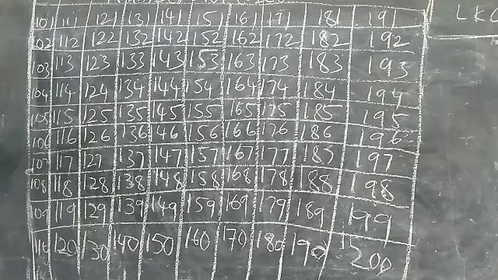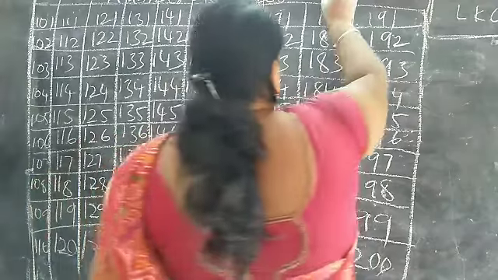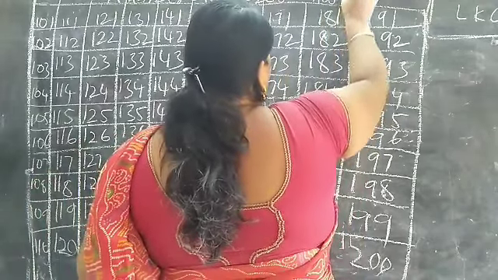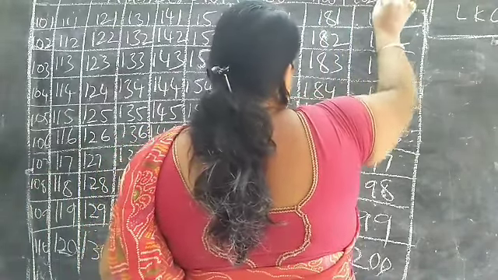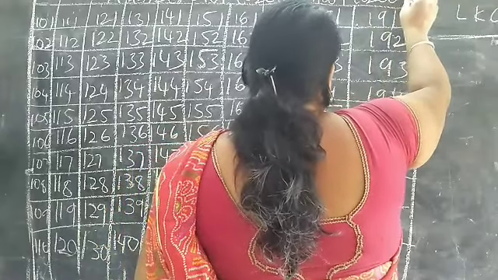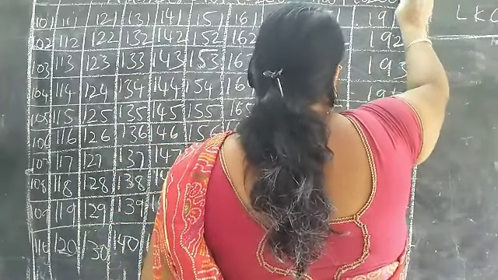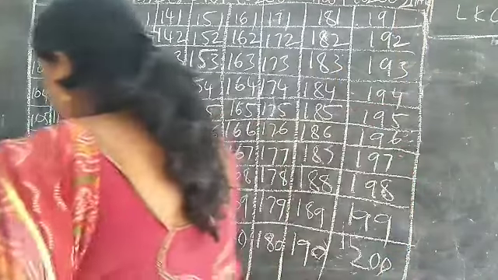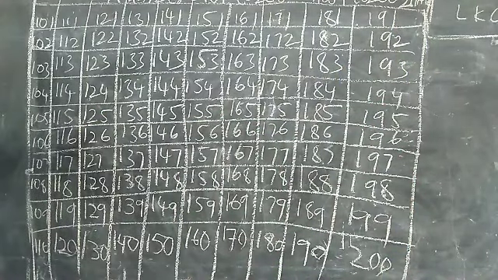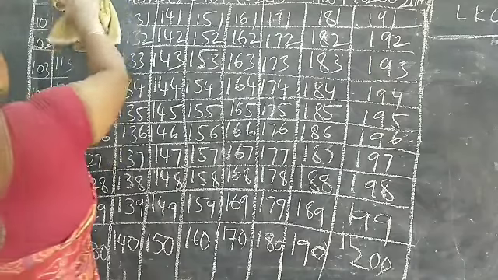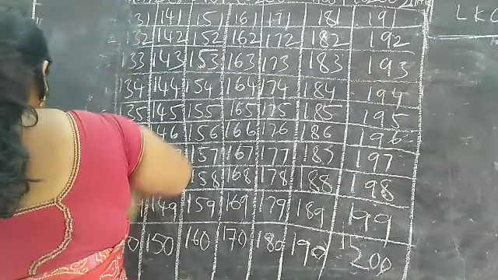Yes. So, you have homework, children. One homework: numbers 1 to 200. Write two times in your classwork book. Okay, children? Yes. So, now next, numbers name.